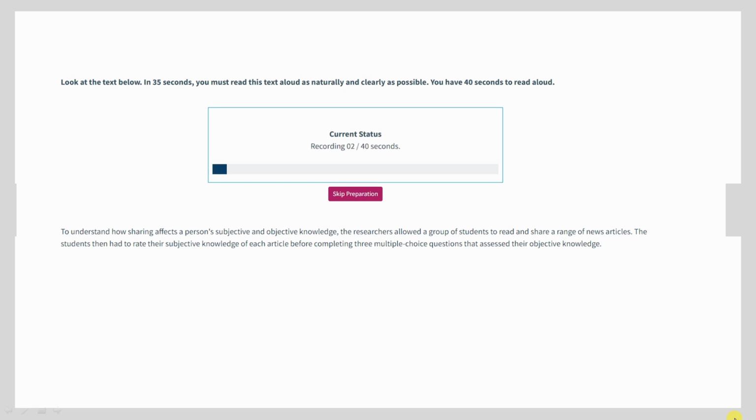To understand how sharing affects a person's subjective and objective knowledge, the researchers allowed a group of students to read and share a range of news articles. The students then had to rate their subjective knowledge of each article before completing three multiple choice questions that assess their objective knowledge.